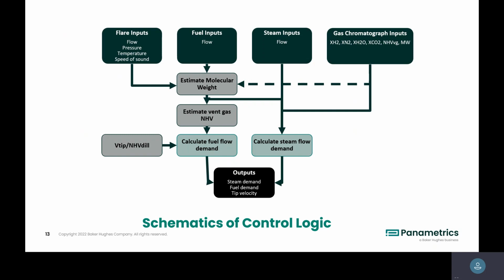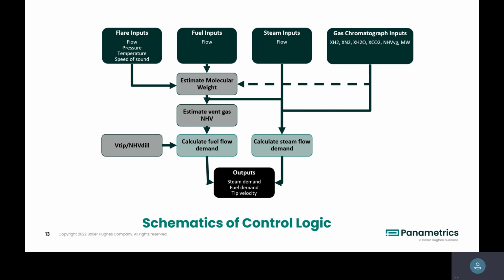And then, based on molecular weight and the flow, you can also calculate the steam required to prevent black smoke. Based on the calculated fuel or steam demand, you can send this back to the DCS. So basically, you provide the set point to the DCS, and the DCS will respond to the set points. That's how you can automate flow control using Flare.IQ.